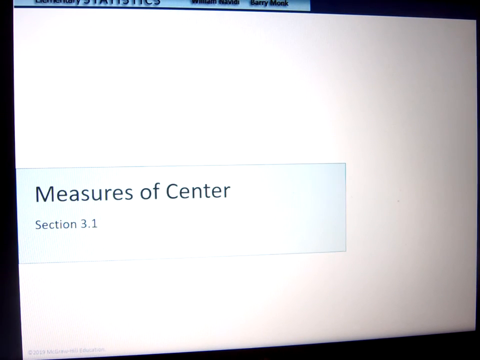So we're going to take a look at Chapter 3, starting with measures of center. These PowerPoints are a little longer, so I'll probably do a video for each section.